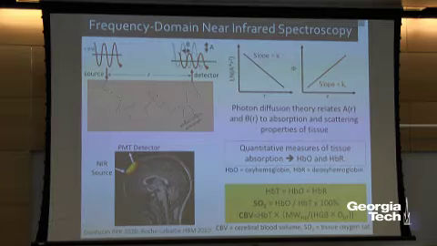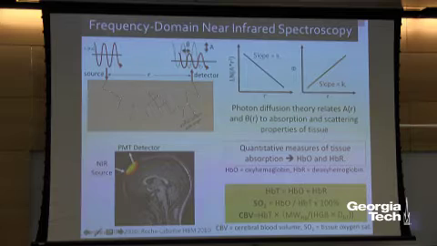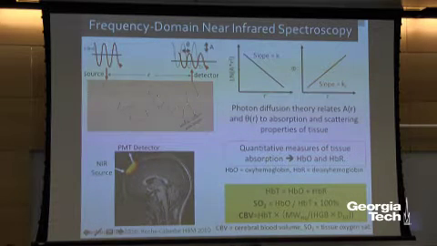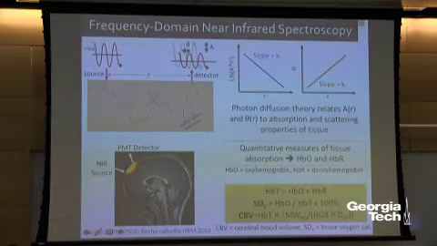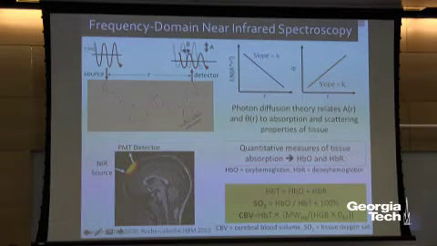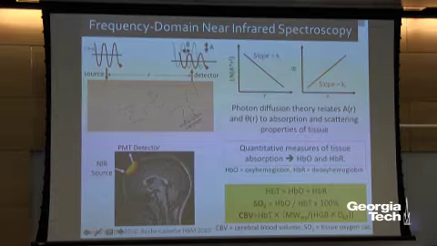But on average, we're probing surface cortical features. And because of this diffuse nature, we are really most sensitive to the bulk optical properties of the region under our sensor. So we report a number. It's a spectroscopic measurement.